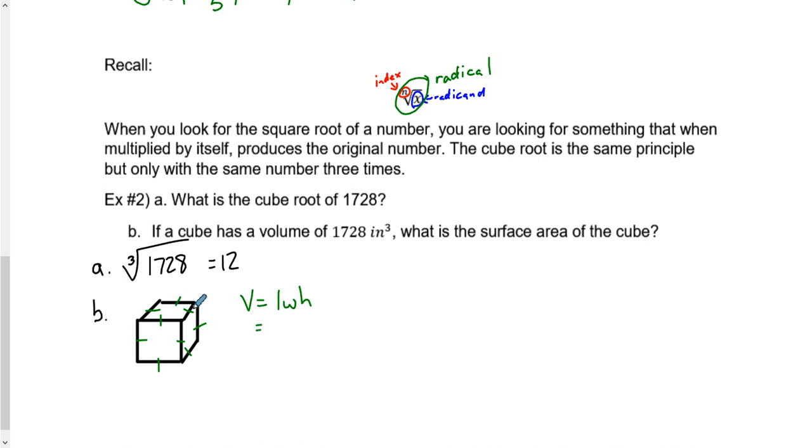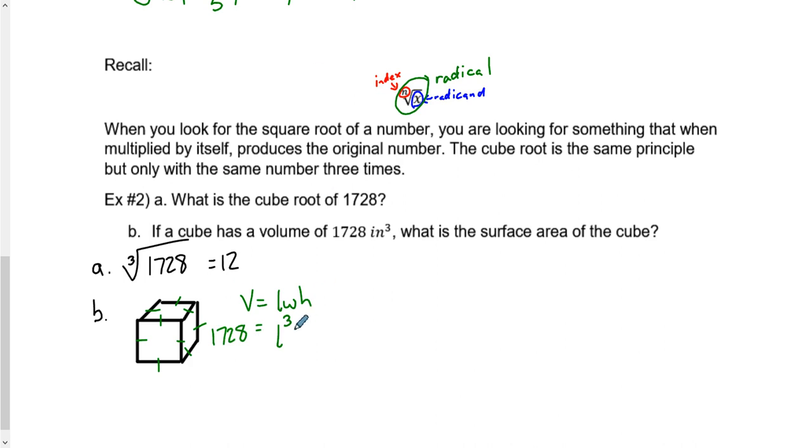But if all of our sides are the exact same, really we're asking ourselves, what number, I'll just say the length, multiplied by itself 3 times gives us this volume? In other words, our volume is 1,728, so our length cubed is 1,728.